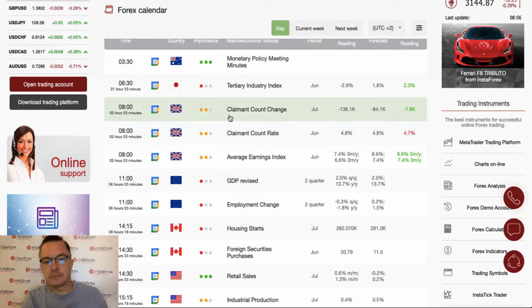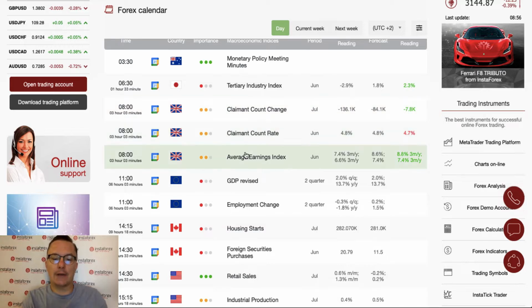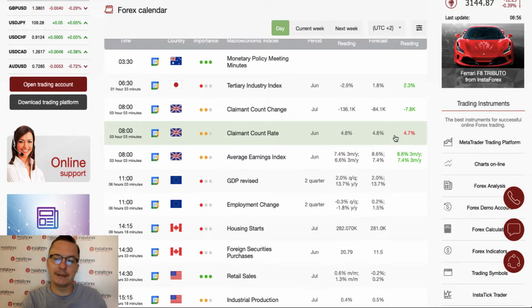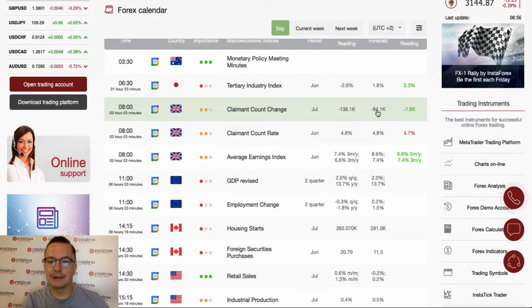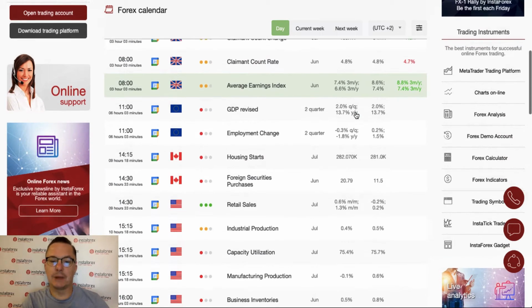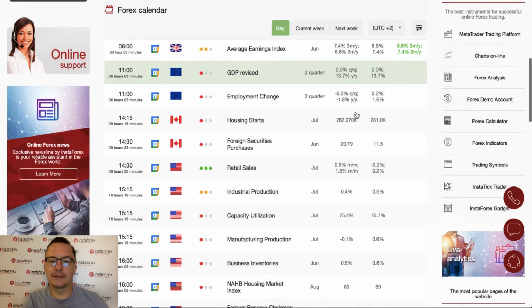At the beginning of the London session, we have data published from the UK: Claimant Count Change, Claimant Count Rate, and Average Earnings Index. As you can see, the earnings index is increasing from 7.4% to 8.8%, a nice increase. Claimant count rate is declining from 4.8% to 4.7%, and the claimant count change is minus 7,800, which is way below 84,100 expected, and way below minus 136,000 as well.